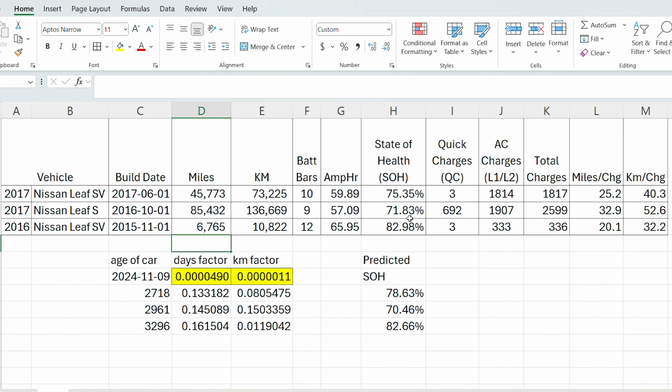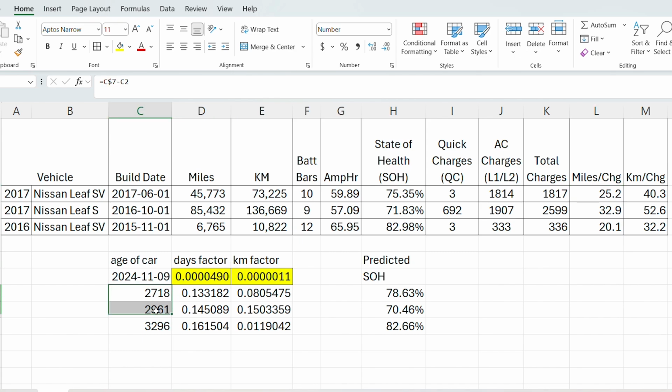By the way, maybe I'll just go through the first top part first. So we've got the mileage of all the three vehicles, kilometers, number of battery bars, amp hours, state of health. And this is what I'm trying to achieve by using this formula. I'm trying to predict the state of health. This is what Leaf Spy has informed me that the number is today. This is the number of quick charges or L3 charges, AC charges, total charges, and then just out of curiosity, number of miles and kilometers per charge. But those aren't really terribly important numbers for this analysis.